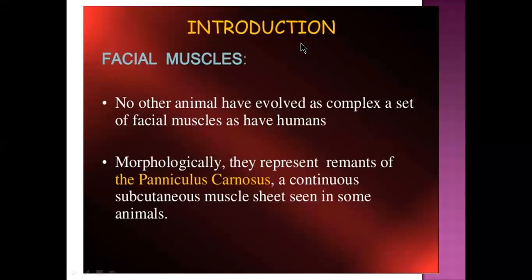So those muscles are what is called the panniculus carnosus. Even in humans we have this panniculus carnosus. It is a very subcutaneous muscle just beneath the skin of the neck, and it is called the platysma. In humans it is called the platysma, but in lower four-footed animals it is known as the panniculus carnosus.